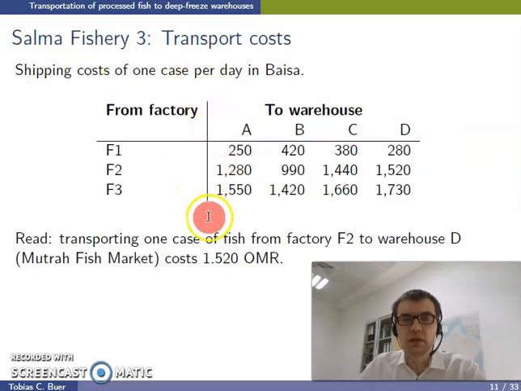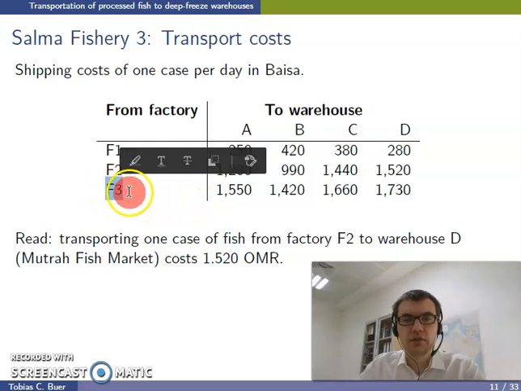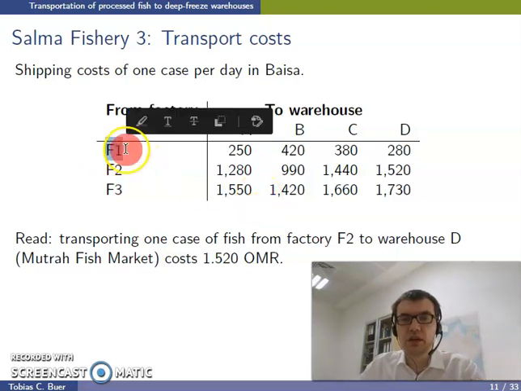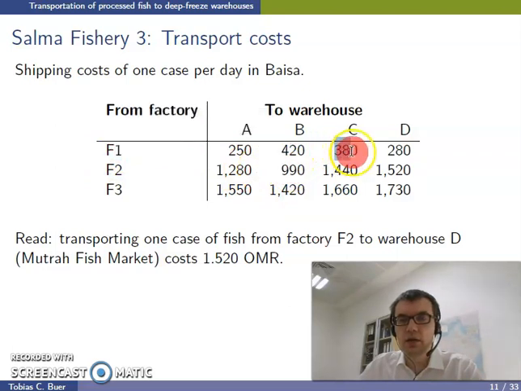So in this table I gave you some example transport costs. For example, from the factory F3 to our customer A, which is Lulu in that case, transporting a single case of fish costs 1,550 besa. Transporting from factory F1 to customer number C costs us 380 besa.